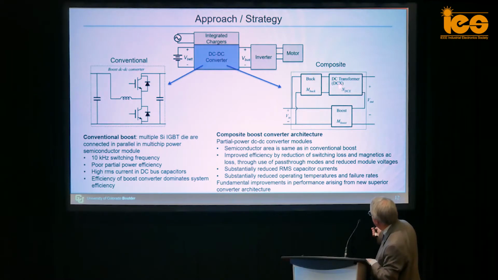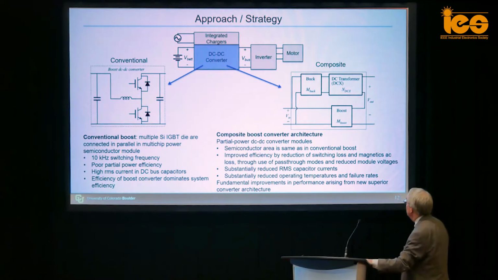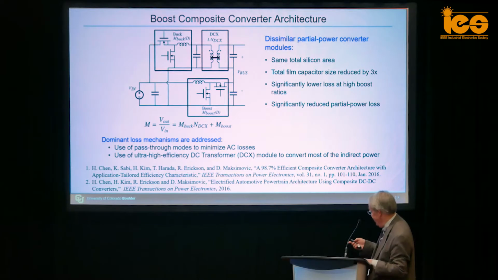Each converter is a partial power module, and you can think of this as taking a couple of the die that are in parallel in this module and using them, say, for this converter, a couple more for this converter, and so on. And to be fair, in comparing these, we want to use the same amount of semiconductor area here as we have there. So we have different versions. This is a buck with MOSFETs, a boost with MOSFETs, and then this DC transformer from the previous slide.